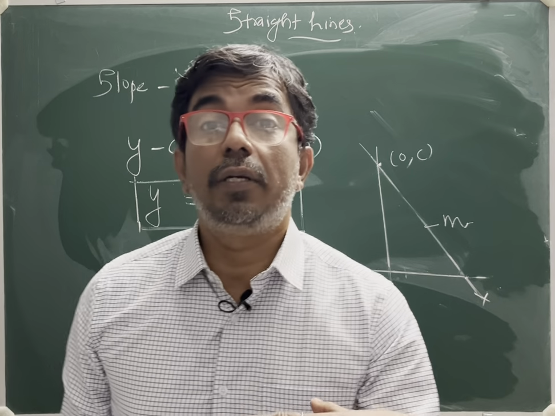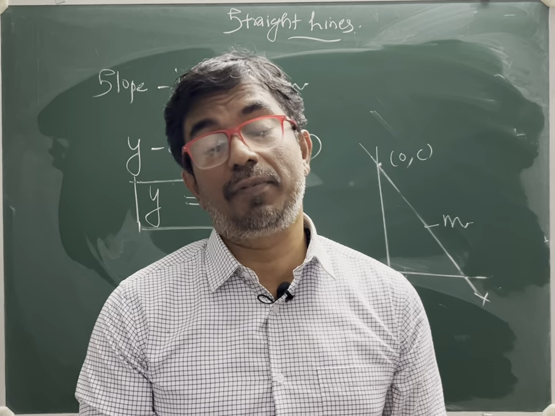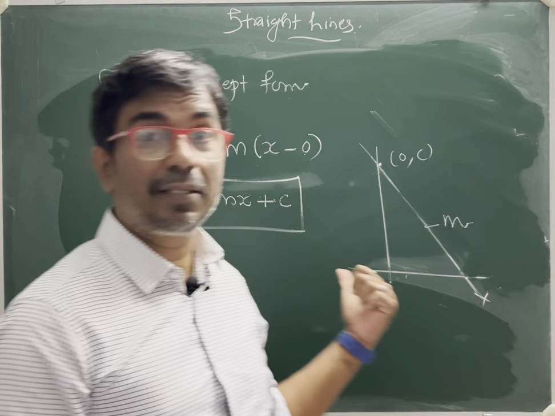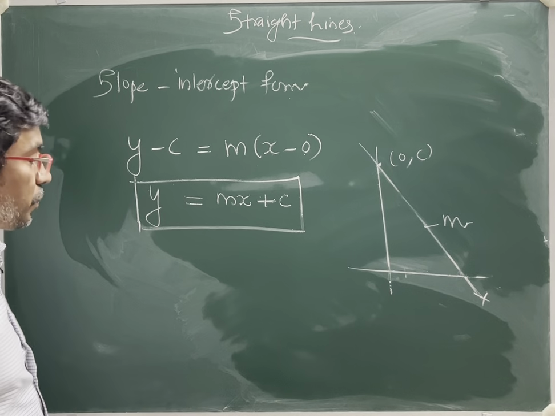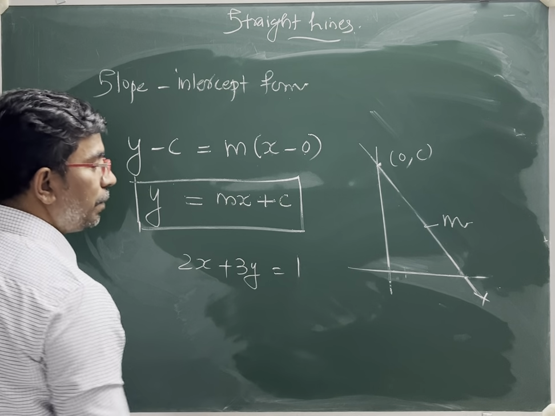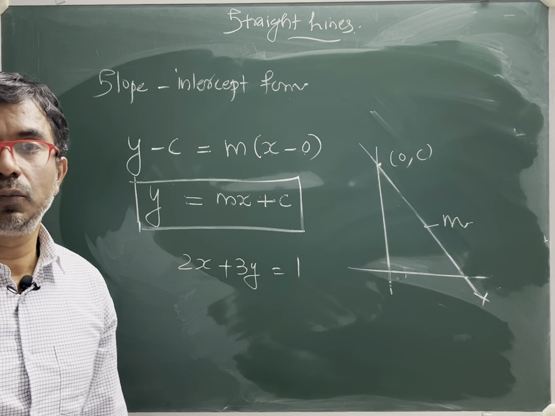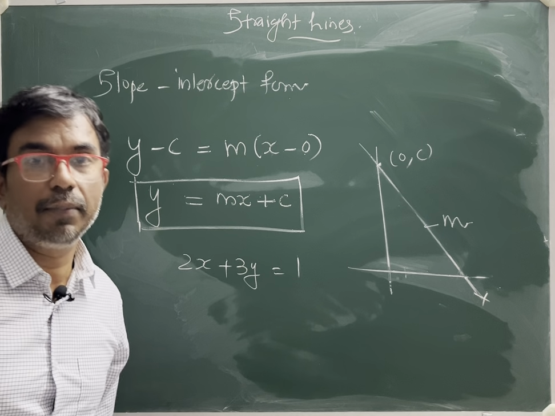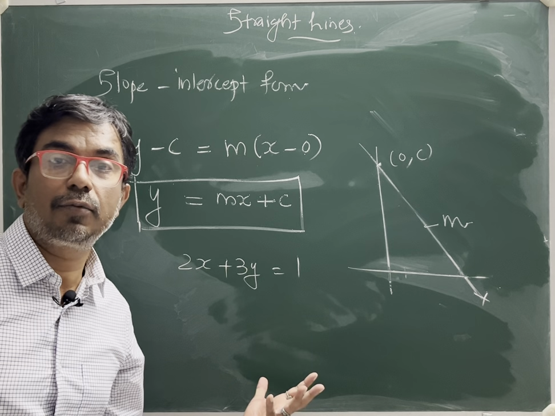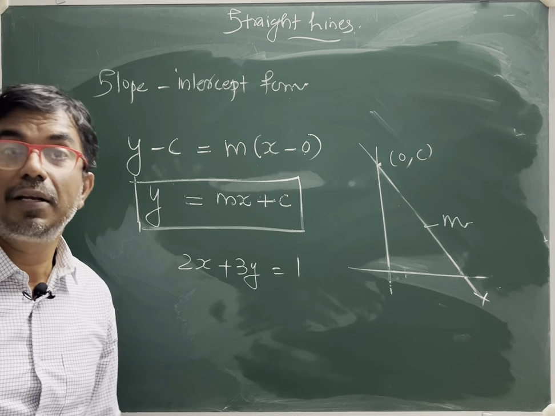A general equation, if you convert into slope-intercept form, you can easily find the slope of the line. I will tell you an example, then you will understand the benefit of this form. Suppose somebody says 2x plus 3y is equal to 1. They are asking me to find the slope of this line. What is the method? Can you make a rise by run, y1 minus y2 by x1 minus x2? That formula doesn't work. I'll tell you the easiest way.